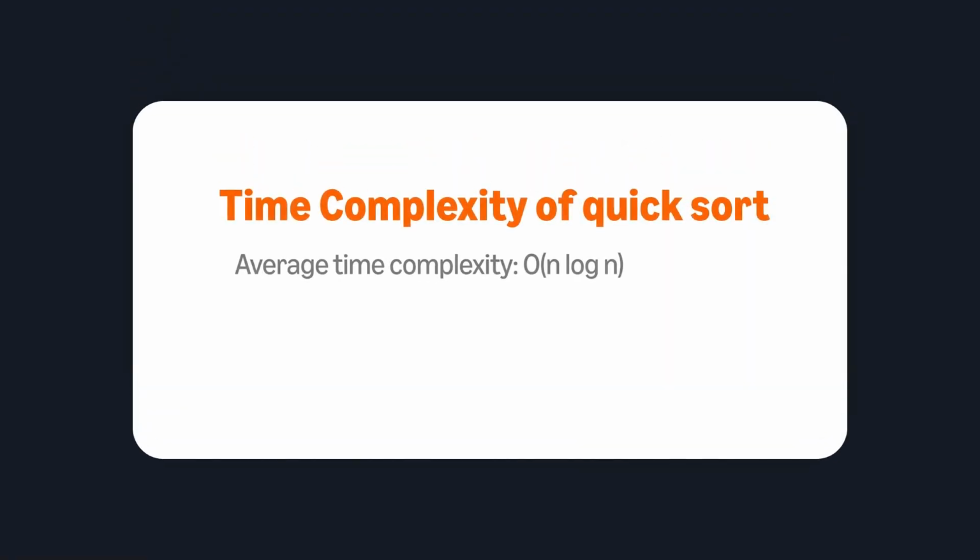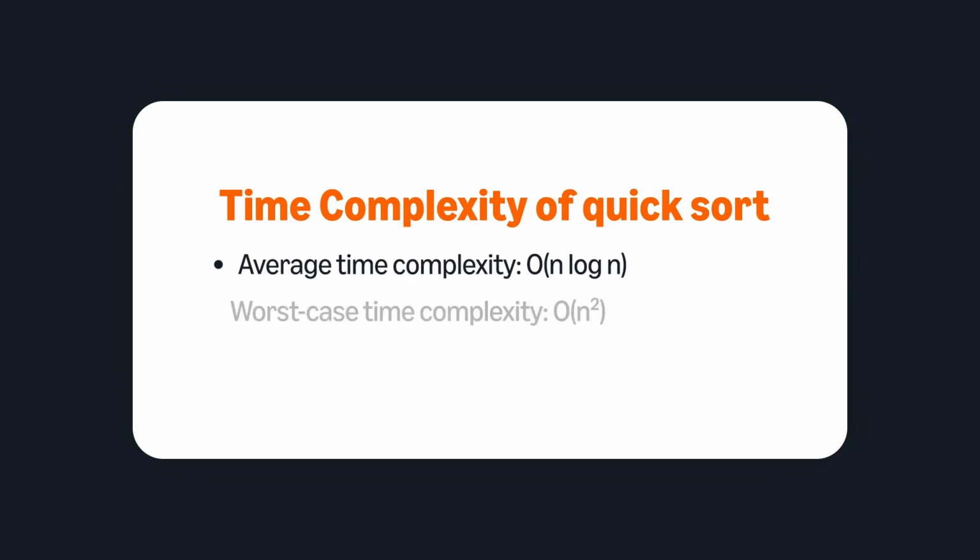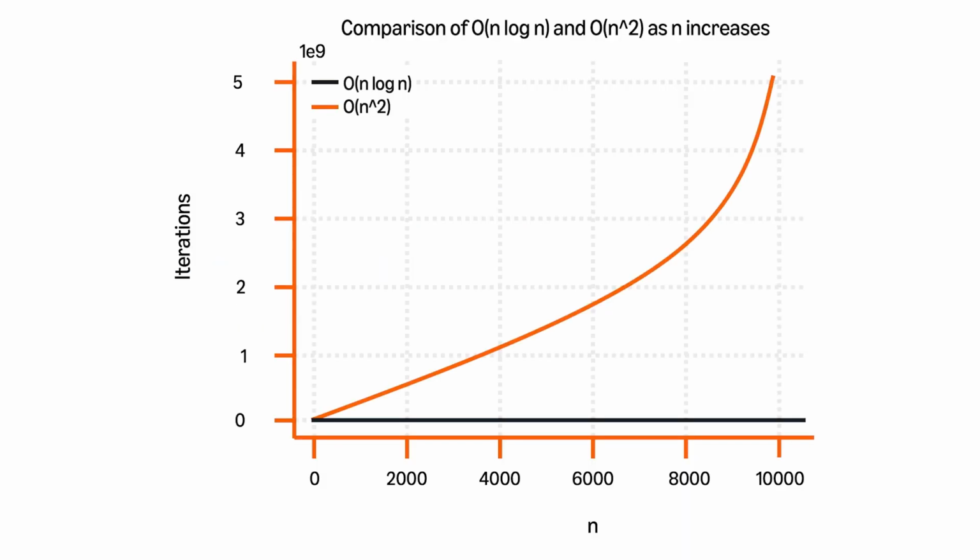In the average case, quicksort operates with an efficient time complexity of O of n log n, the same as merge sort, making it well suited for large datasets. However, in the worst-case scenario, its time complexity can degrade to O of n squared, significantly slowing down performance. That is a huge difference. As the number of elements increases, the disparity in speed also increases.